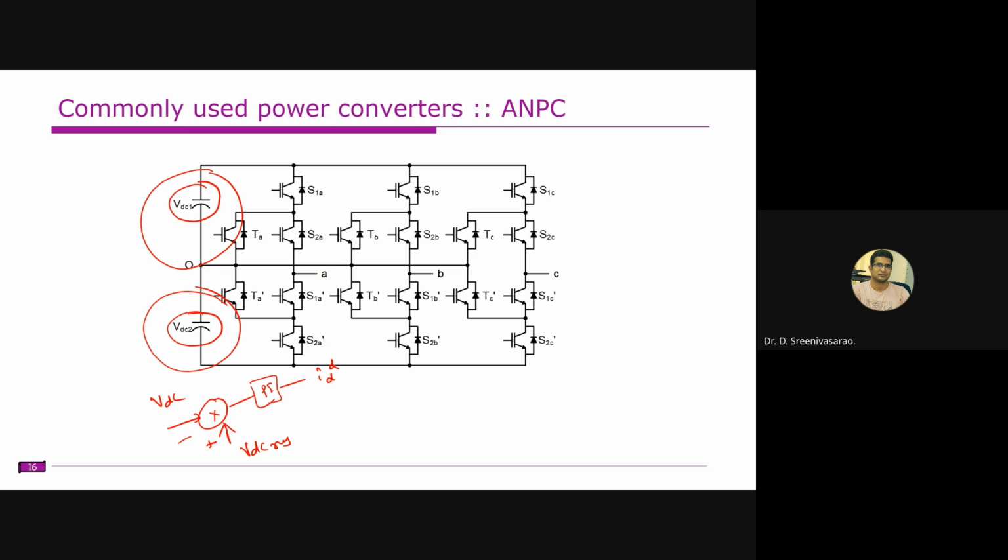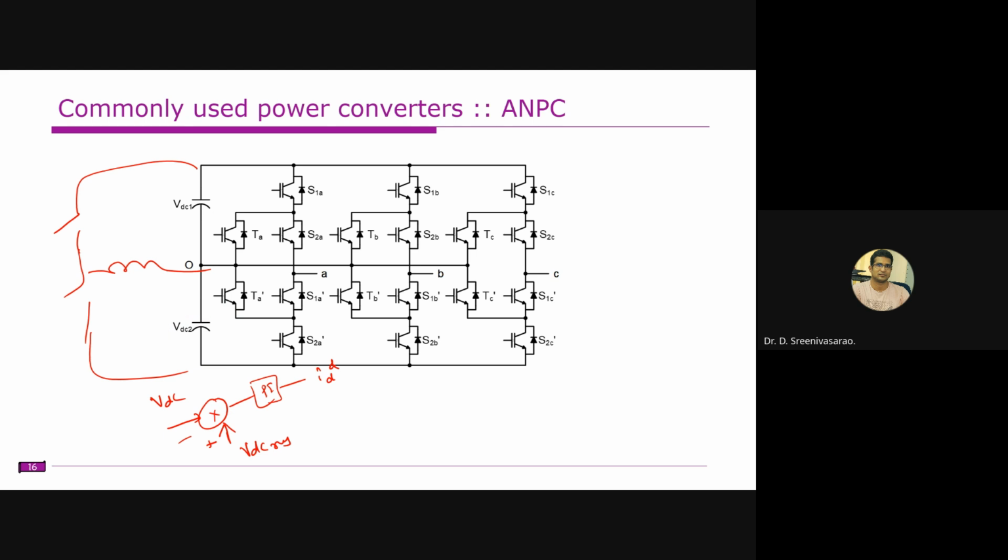There are several methods. One is connecting some extra circuits here, some auxiliary circuits like this, to balance the capacitor voltages. Another method is using techniques like model predictive control. So that is another method, right? Or else using some space vector modulation techniques such that we can balance these two capacitors. A lot of methods are there.